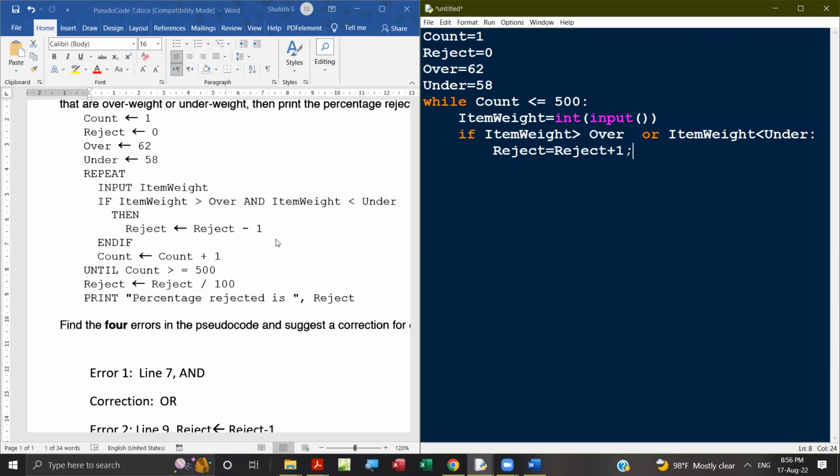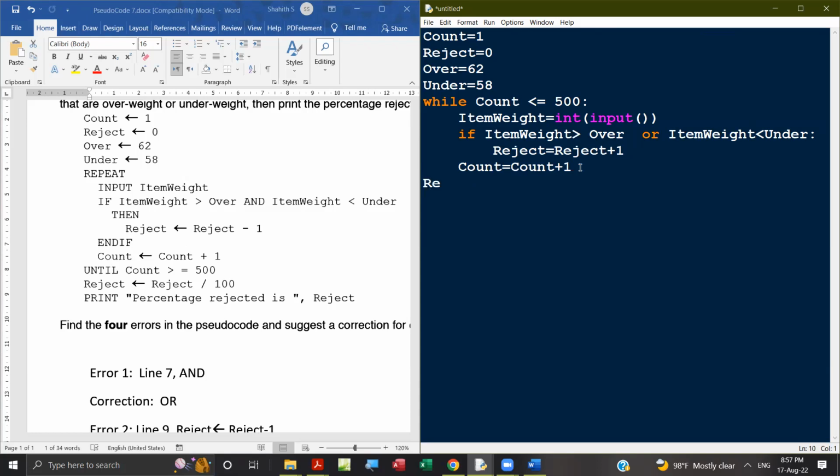So counting. Then we need to increment the count after the if, inside the while loop. Count equal to count plus one. Until is not here because we wrote it already, no problem. Reject, we need to find the percentage outside the while loop.